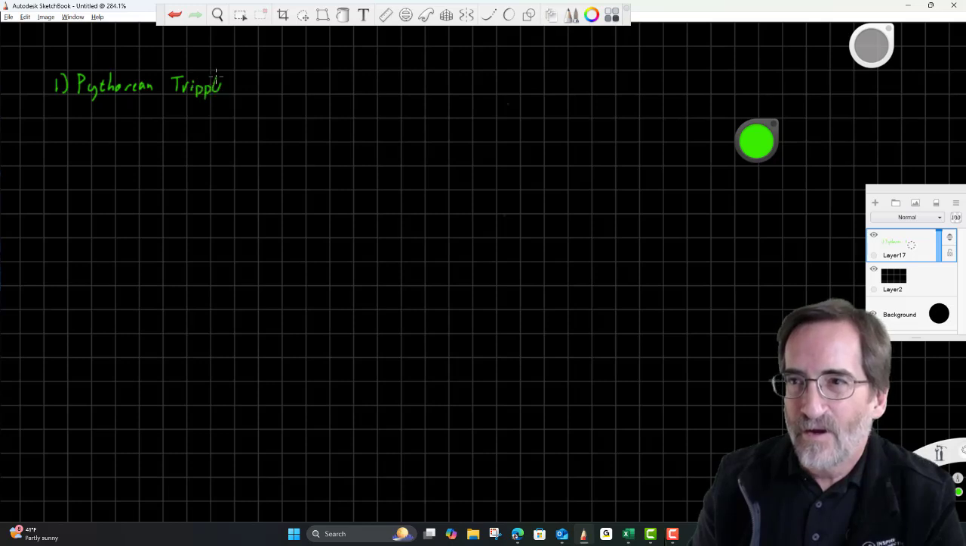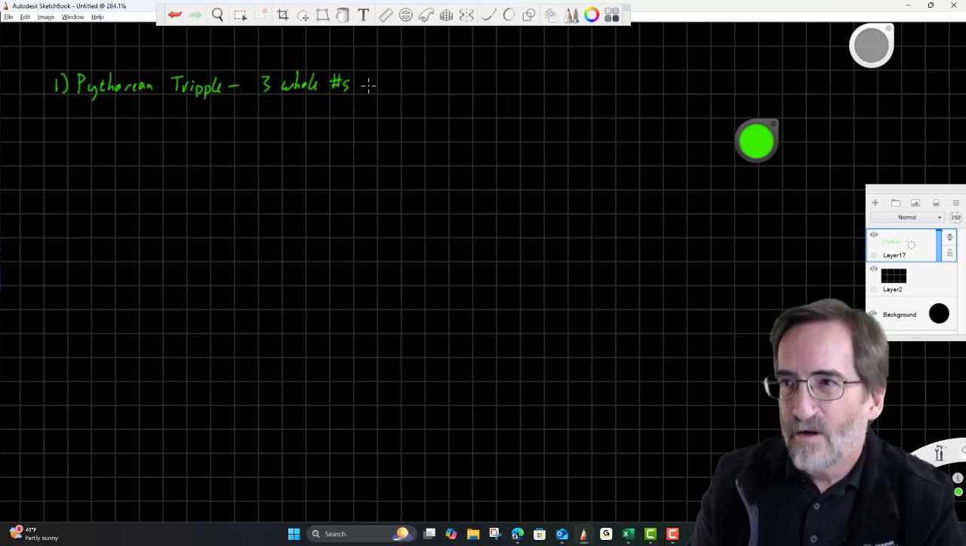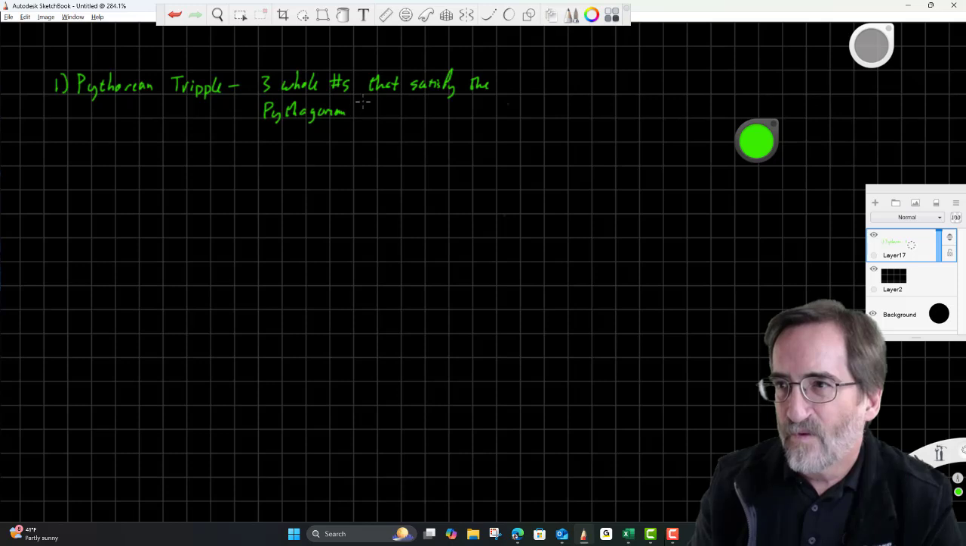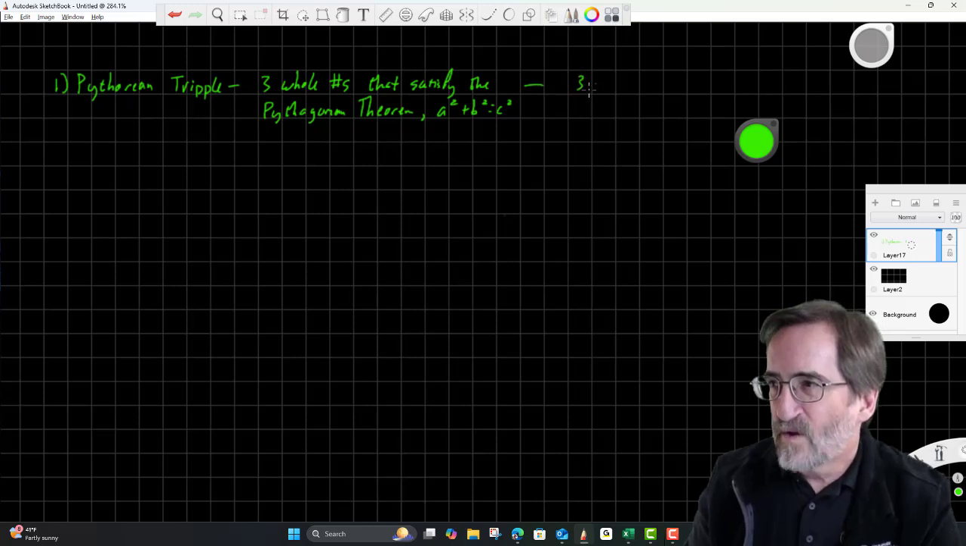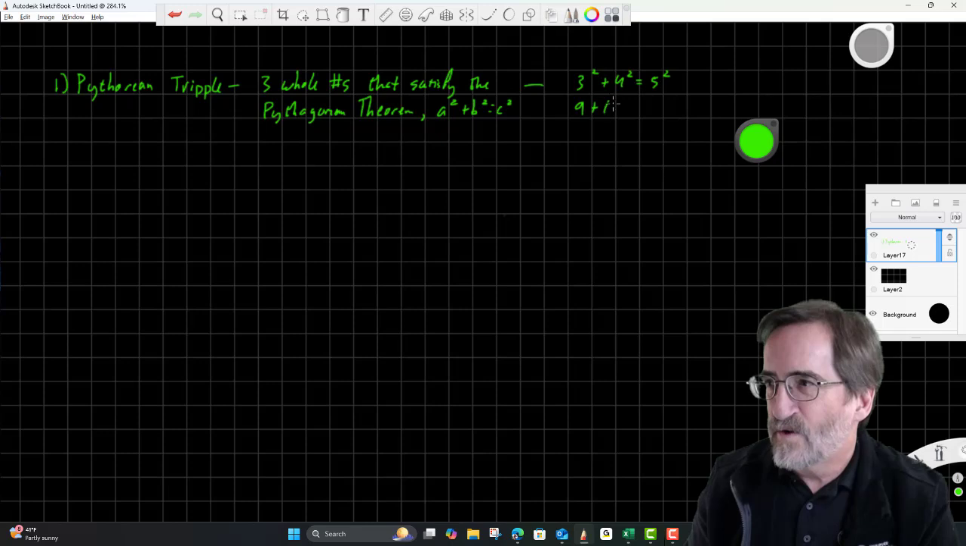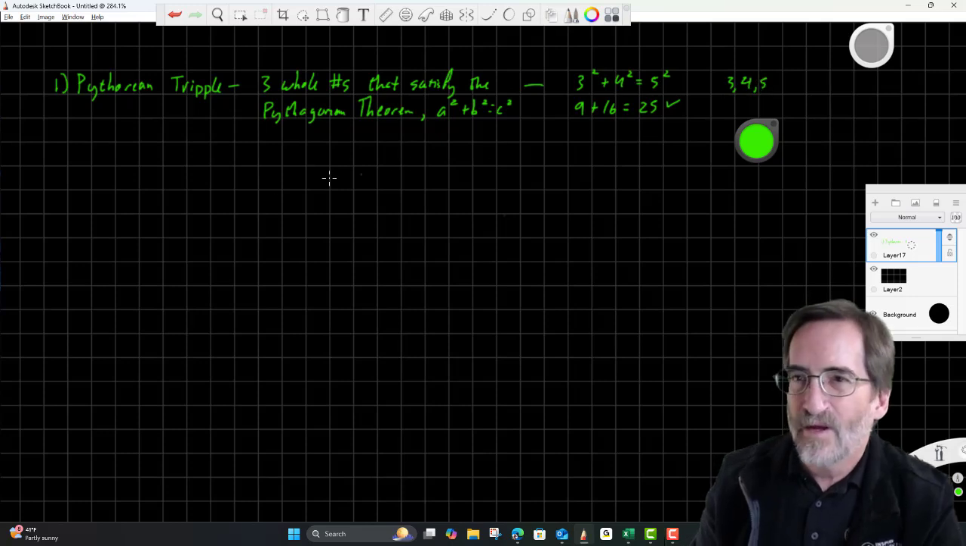Triple. Three whole numbers that satisfy the Pythagorean theorem, which is a squared plus b squared equals c squared. Example, 3 squared plus 4 squared equals 5 squared. 3 squared is 9, 4 squared is 16, 5 squared is 25, 9 plus 16 is 25. So the 3, 4, 5 triangle is a Pythagorean triple.